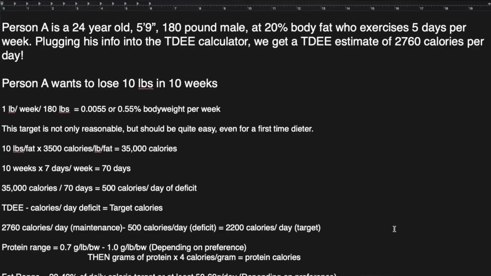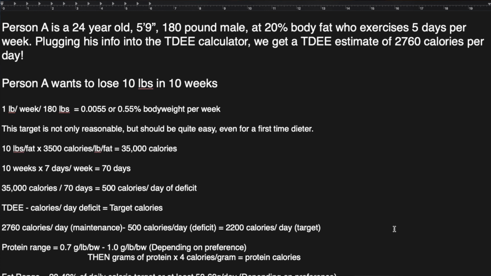So this guy here wants to lose 10 pounds in 10 weeks. 1 pound a week at 180 pounds is actually only 0.5% of his body weight per week. This target is not only reasonable, but it should be quite easy or doable at least, even for a first-time dieter. This is not an aggressive diet. I definitely have faith that our guy here can get this done.